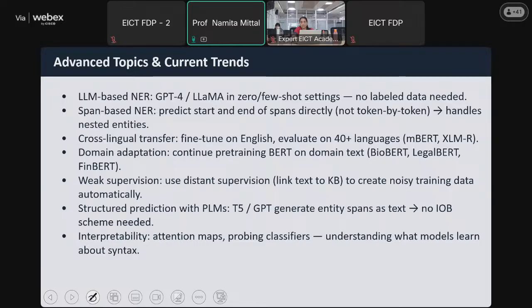So supervision, as you understand, means there is some training and supervision there, that is in terms of Y. But to create noisy training data automatically, we can use distant supervision. Structured prediction with PLMs: T5 is the text-to-text transfer model, all the T's are there. These are prominent nowadays. And GPT, generative pre-trained transformer, generates entity spans as text, no IOB scheme needed. Now, the last one is interpretability: attention maps, probing classifiers, understanding what models learn about syntax.